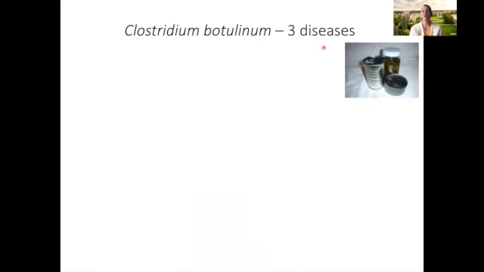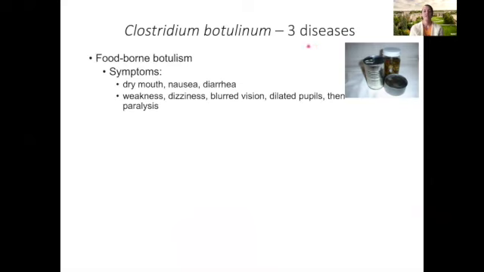Now, Clostridium botulinum can actually cause 3 different types of disease, whereas tetanus just caused the one. The first is the most common, which is foodborne botulism. And the symptoms for this begin with pretty non-specific things: dry mouth, nausea, diarrhea, things you might experience with any sort of foodborne illness. But it progresses pretty quickly to weakness, so muscle weakness, dizziness, blurred vision, and then will progress on eventually to paralysis. So one of the things people report early on is that they're having vision issues and they're having trouble swallowing.